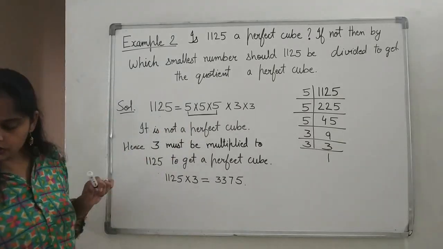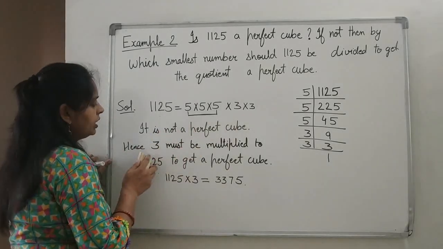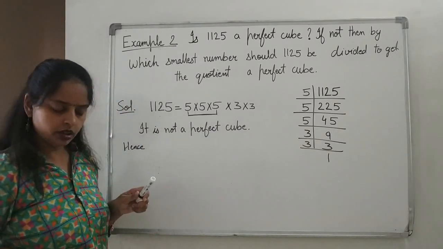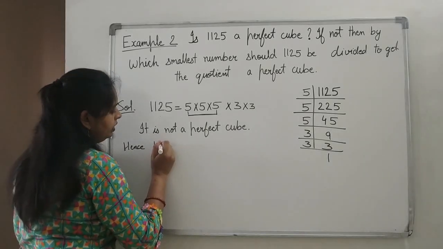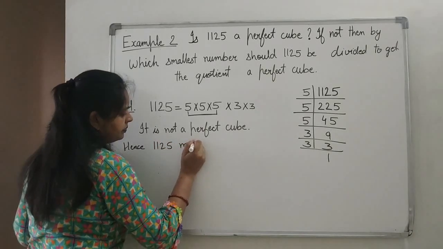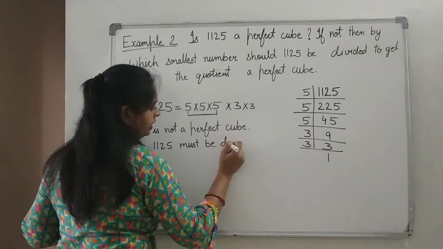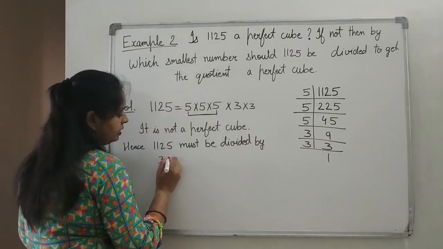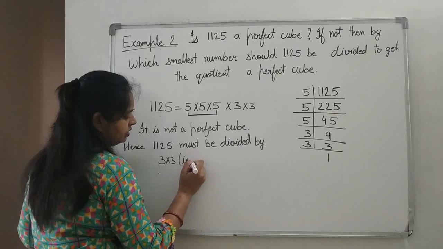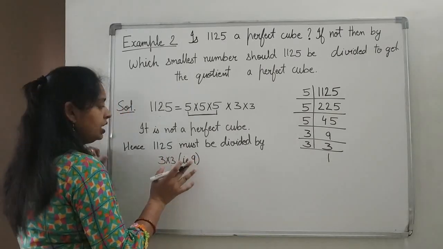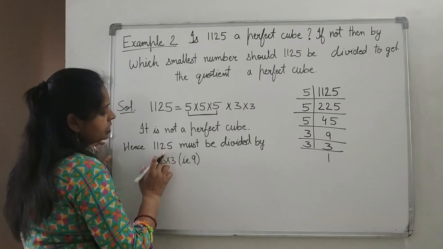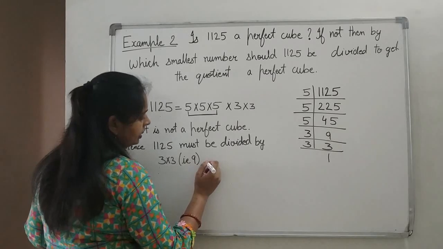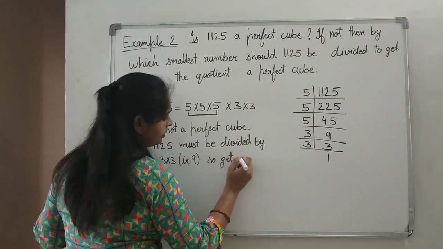It is not a perfect cube, hence the number 1125 must be divided by 3 multiplied by 3, that is 9. Please mind it, there is a change from the square chapter here. This must be divided by 3 threes, that is 9. This must be divided by 9 to get a perfect cube.